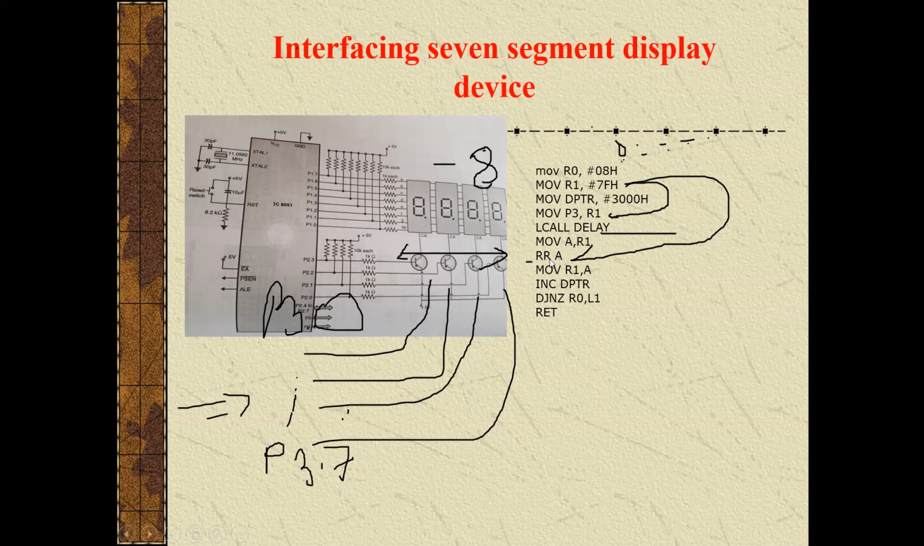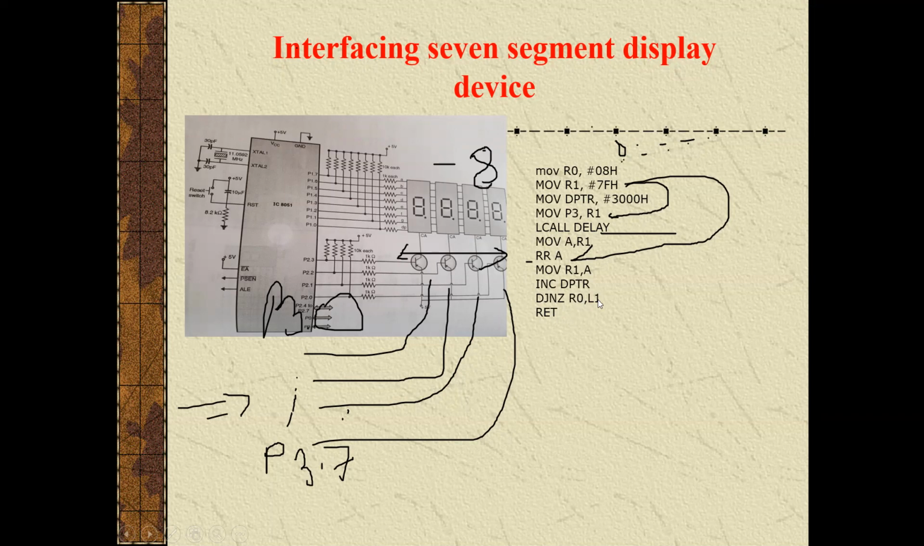Here the accumulator rotates the 8-bit there. Then move R1 comma A. Again the data, whatever it may be, will move into R1. After that, increment the DPTR by 1 and decrement R0. The same process will be carried out until R0 is decremented and its value becomes 0. When R0 is 0, the return instruction is going to be executed.